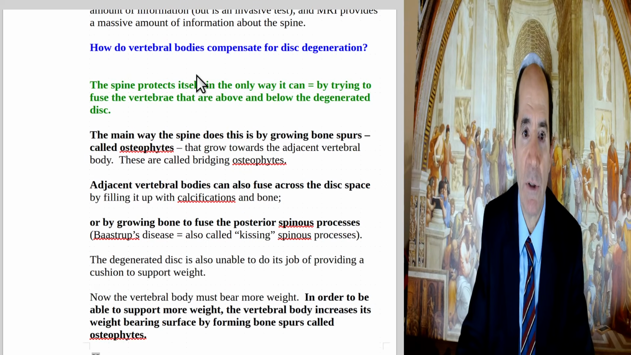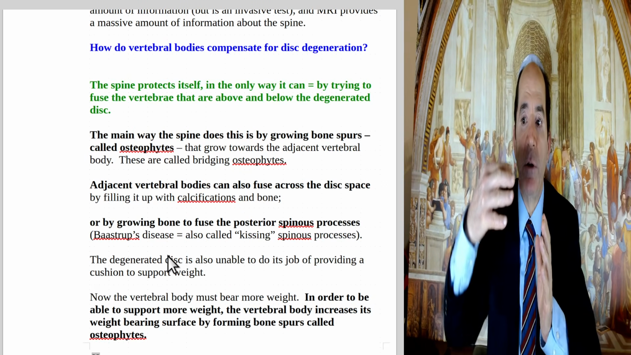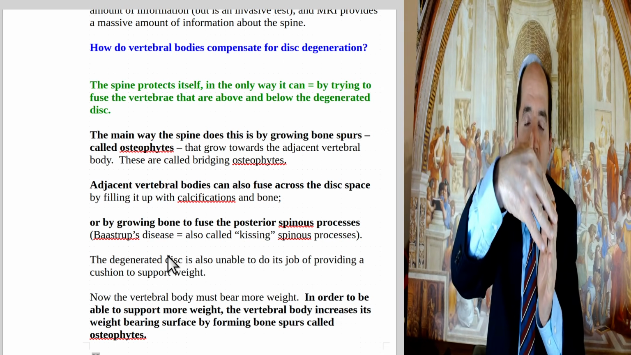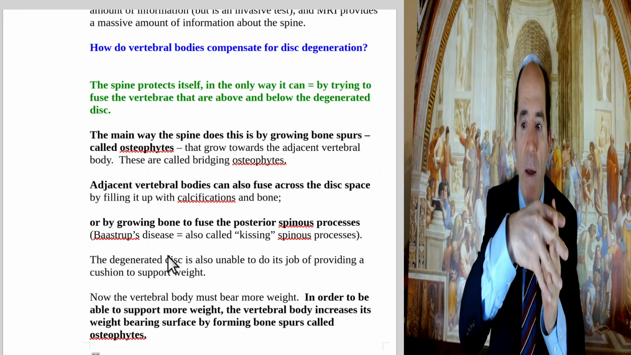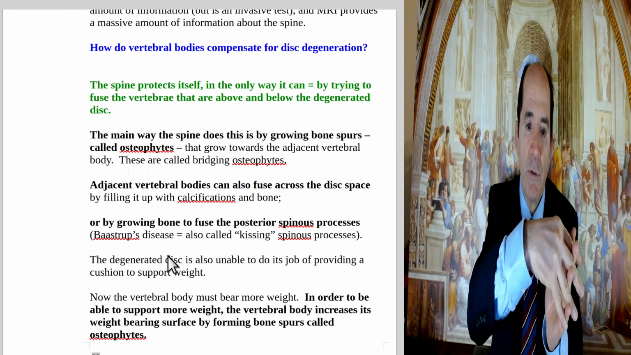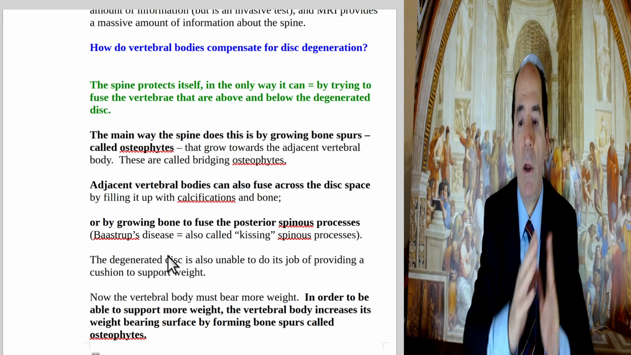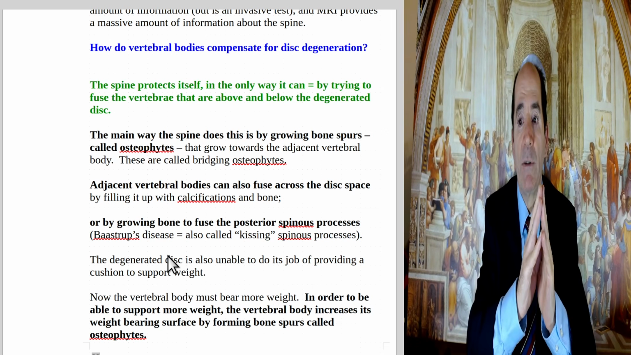So the basic question is, how do the vertebral bodies compensate for disc degeneration? Like we said, the spine protects itself the only way it can, by growing bone spurs. The one from below grows going up, the one from above grows going down. They'll fuse in front, that's DISH, diffuse idiopathic skeletal hyperostosis. They can fuse across the vertebral bodies, interbody fusion.